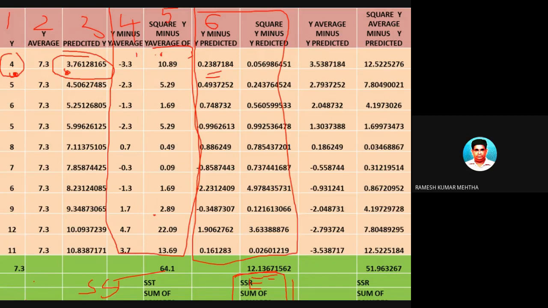So I have found out the error. This is error. In the first case, the error is 4 minus 3.76, which is 3.2387. In the second case, 5 minus 4.5 is 4.49. In the third case, 6 minus 5.25 is 7.748. In the fourth case, 5 minus the predicted, which is 5.9. Sorry, I will repeat once again. 4 minus 3.76, we will get this.